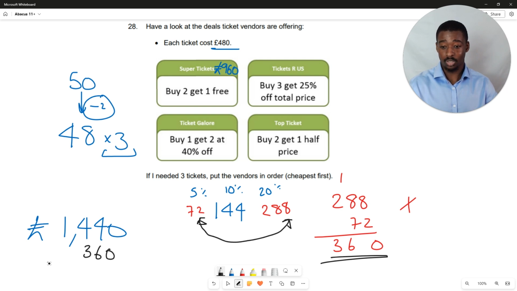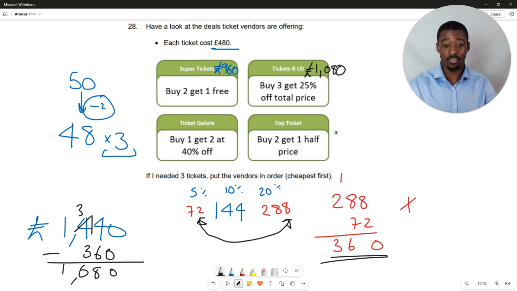Either way, we get 360 off. So now we can work out the actual price. So we subtract that 360 from the 1440. 0, 0, 0. 4 minus 6 we can't do. So we take a 10 from the 4. 14 minus 6 gives us 8. 3 minus 3, 0, 1. So 1,080. So it's more expensive.